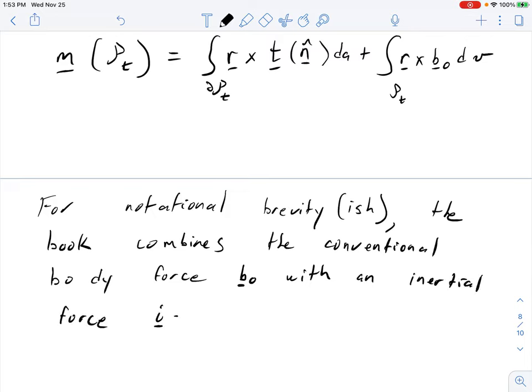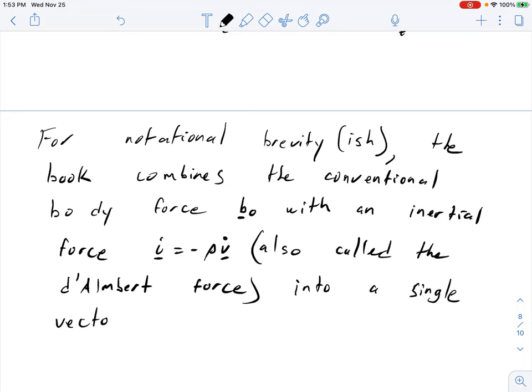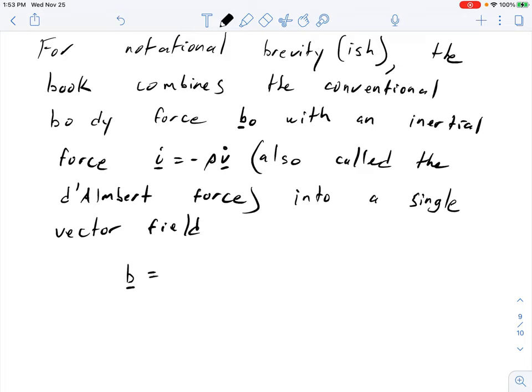So the inertial force is the vector I, equal to minus rho v dot, also called the d'Alembert force, combined into a single vector field. B is equal to B naught plus I, which is equal to B naught minus rho v dot, called the generalized body force.